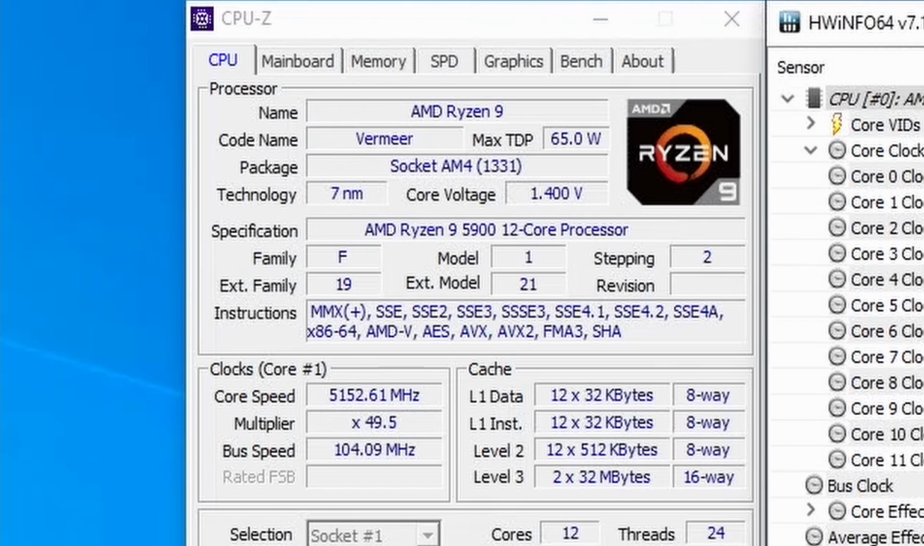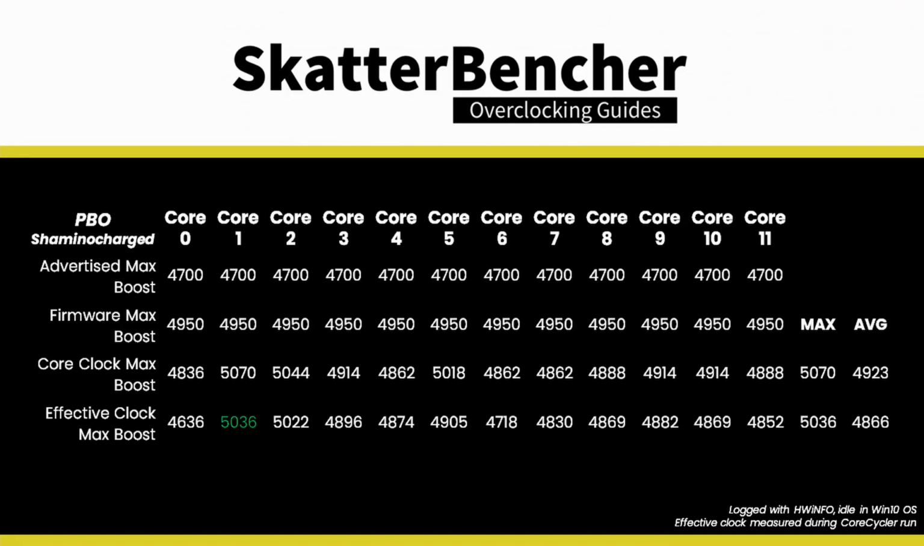This is much higher than our adjusted frequency ceiling of 4950 MHz. When using the Core Cycler application to check the effective clock frequency in a single-threaded workload, we find that the average peak effective clock in single-threaded applications across all cores is 4866 MHz. And that's it.